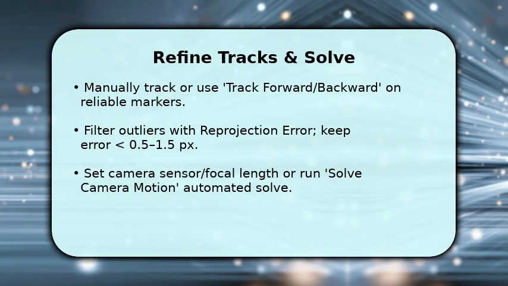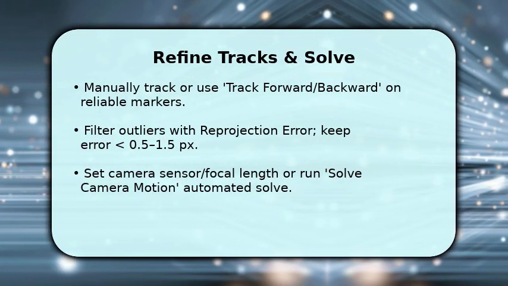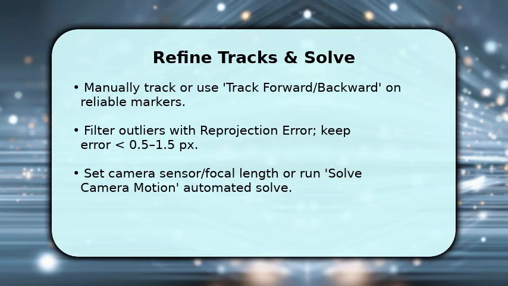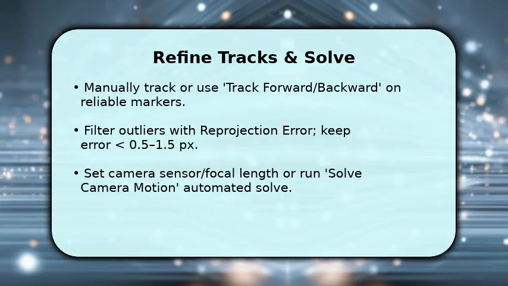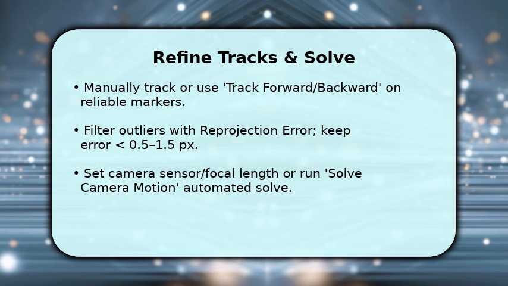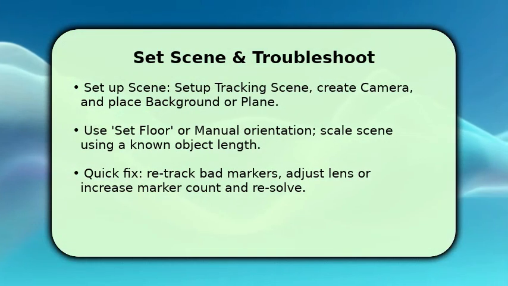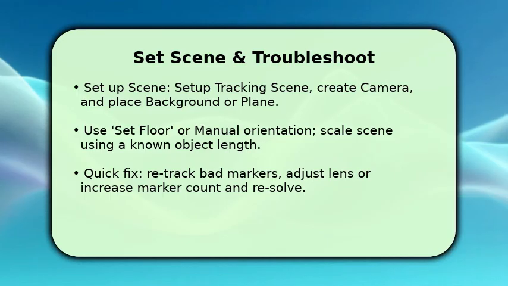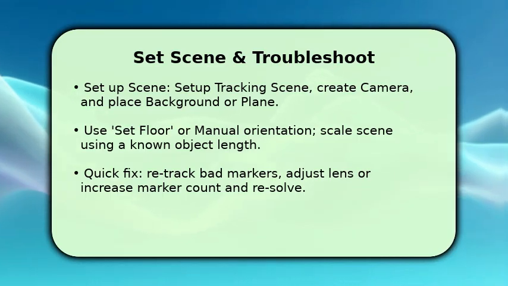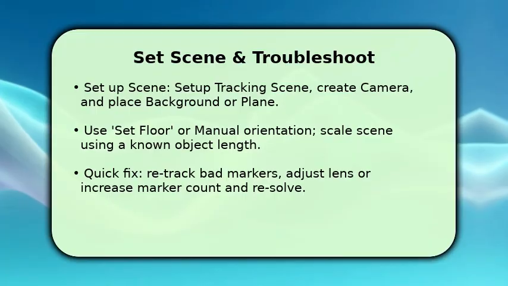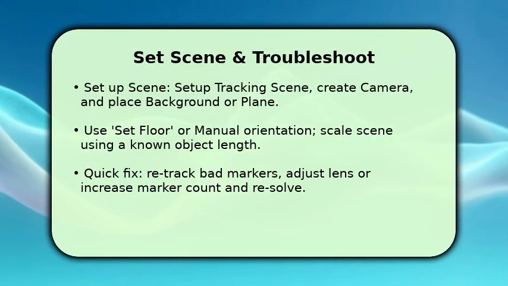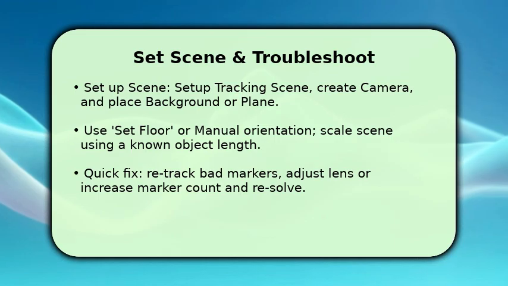Finally, run solve camera motion and observe solve error. Under 0.5 pixels is ideal. If error is high, adjust tracks and repeat. With a good solve, click Setup Tracking Scene to create a Blender camera and background plane so you can test geometry. You must orient the scene. Use set floor or manually rotate the camera until axes align with real-world references, then scale the scene using a known object length for accurate measurements.